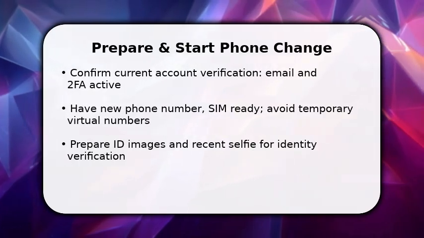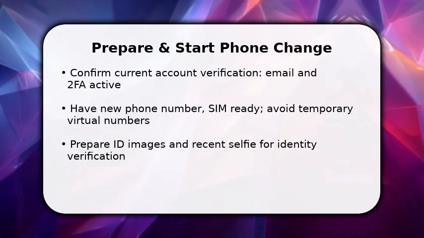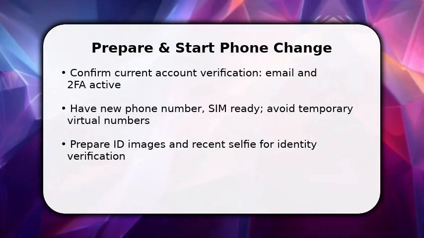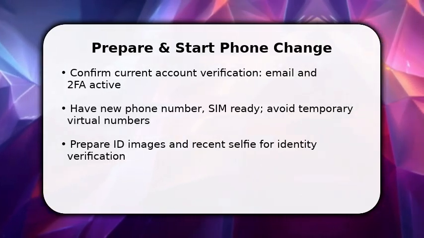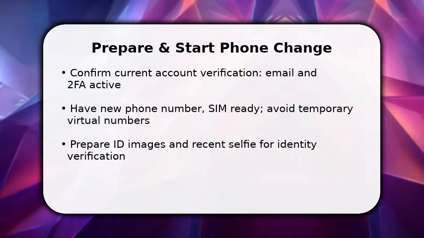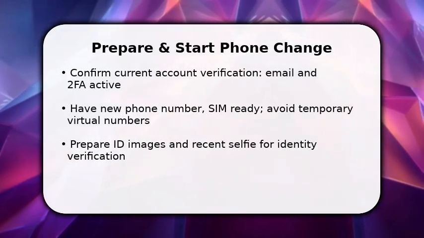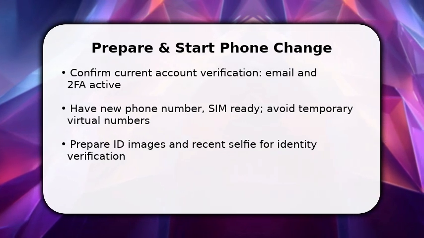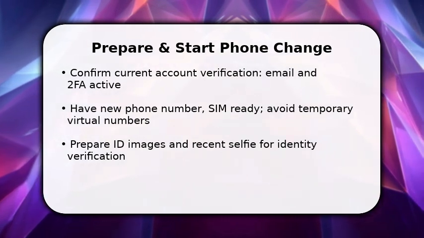Tap Phone Number Change. You'll be prompted to enter your current number and receive a verification code. Enter it immediately. Make sure the new SIM is active and can receive SMS or calls. This starts the secure transfer process and prevents lockouts when two-factor settings are updated.